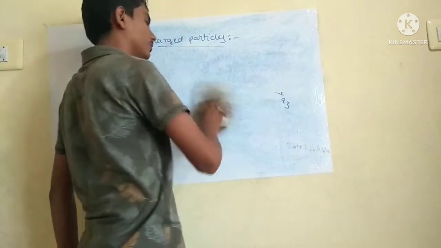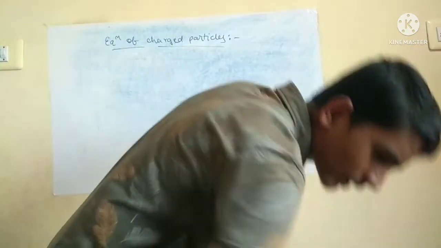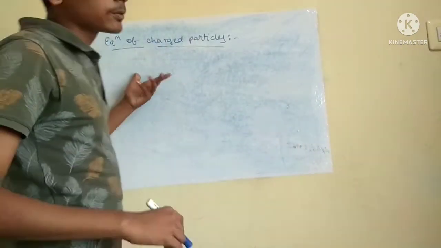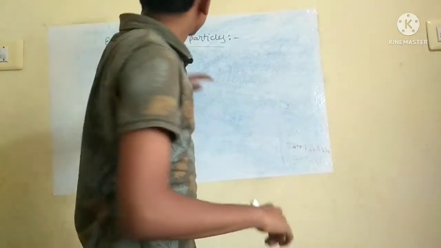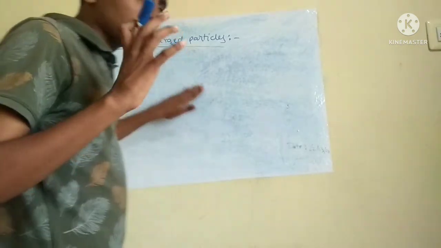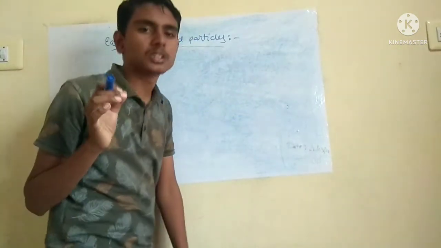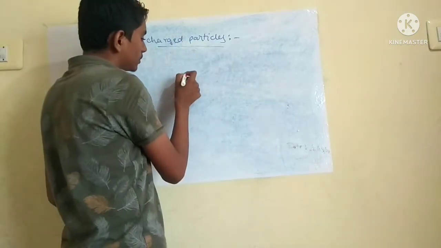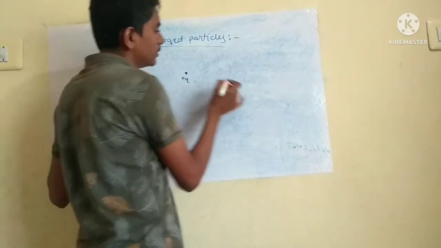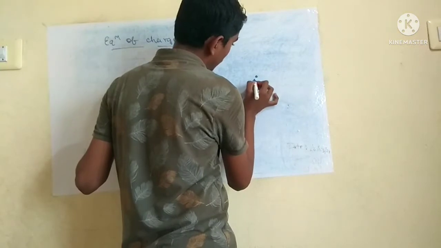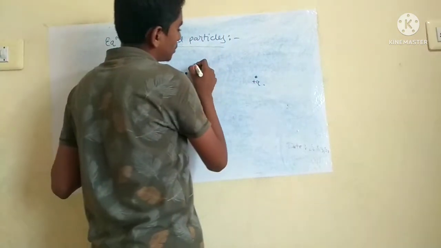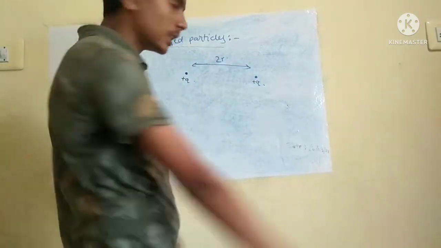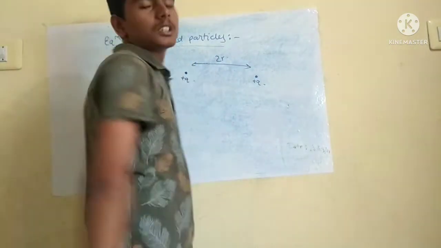Okay. This is also related to that concept only. Now equilibrium of charged particles. This is not like a concept. It is like some condition case. What is that? Now if you consider any charge plus q and here also plus q, two charges a distance 2r apart. Now will they be at rest?